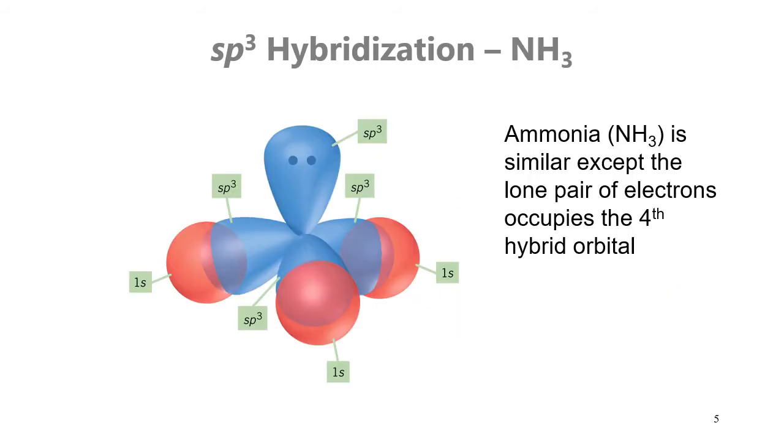Other than methane, ammonia also has the same sp3 hybridization, except the lone pair of electrons occupies the fourth hybrid orbital. You can see the lone pair here. So 1s from hydrogen here, 1s from hydrogen, 1s from hydrogen. And then you have to label all the sp3 orbitals: sp3, sp3, sp3.